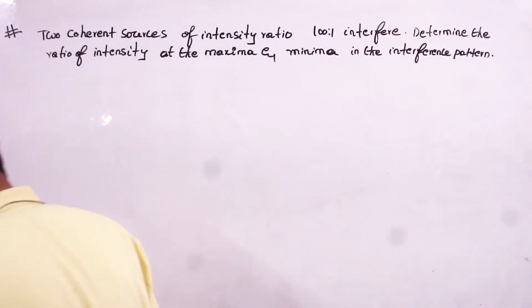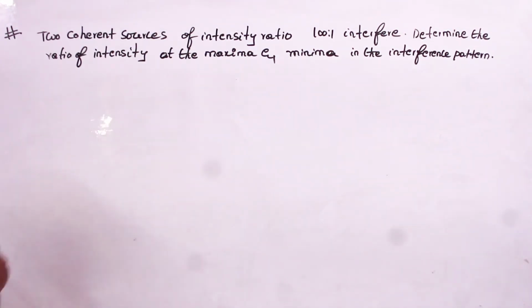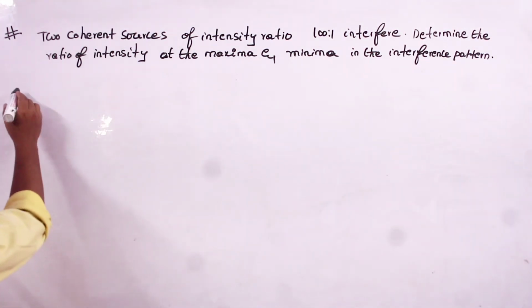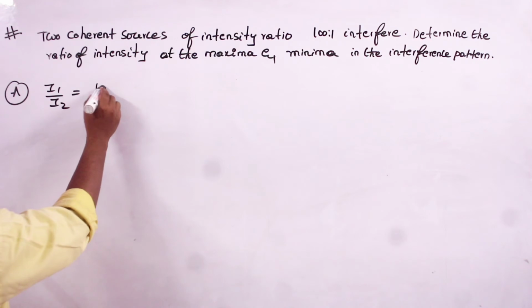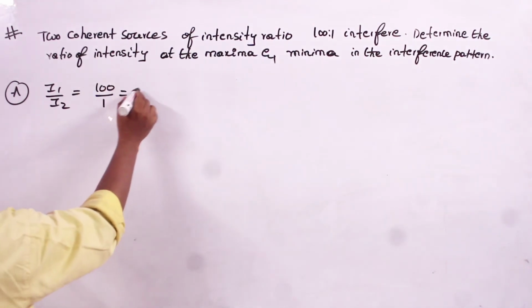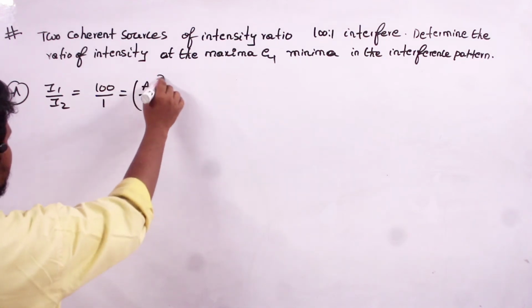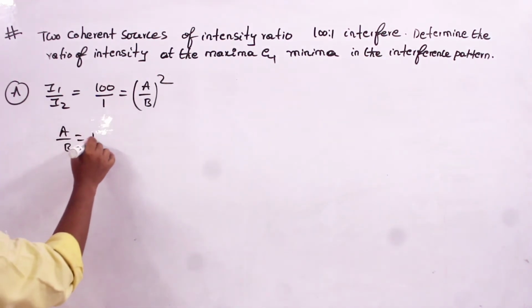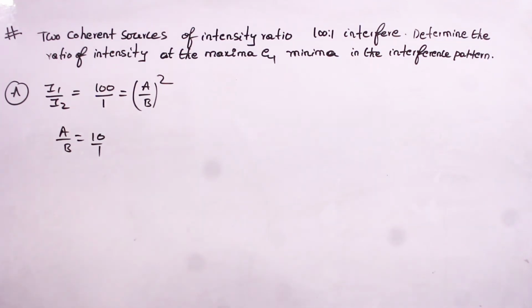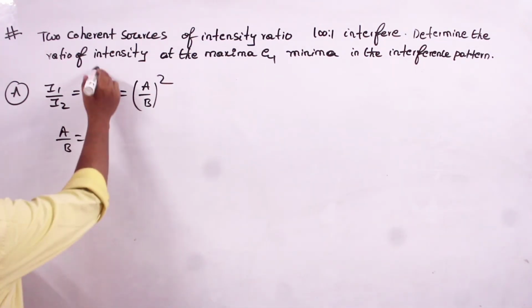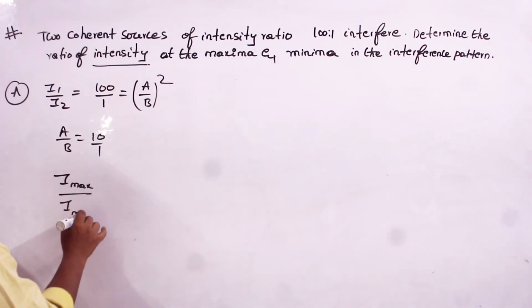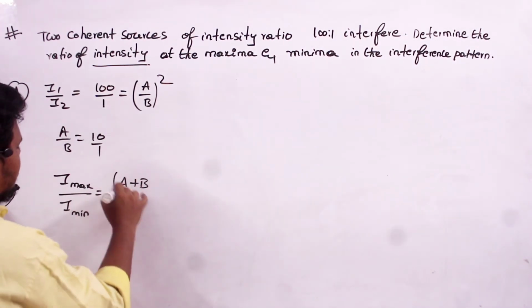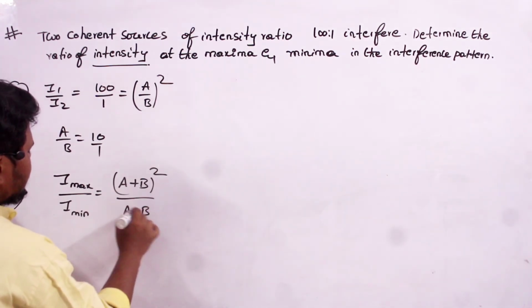Okay, so two coherent sources of intensity ratio 100:1 interfere. It means he is asking the I1 by I2 ratio, which is 100/1. So I1 by I2 is nothing but A by B whole square. So A by B is 10/1. Now he is asking the ratio of intensity at maximum and minimum in the interference pattern. So I max divided by I min is A plus B whole square divided by A minus B whole square.